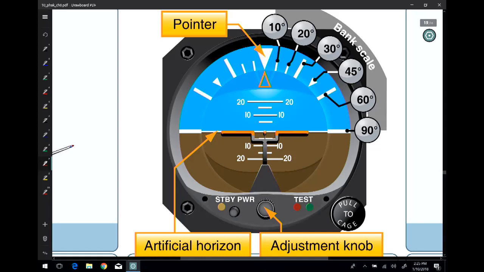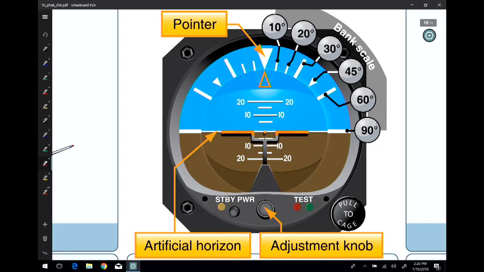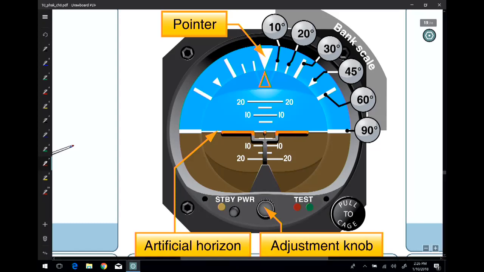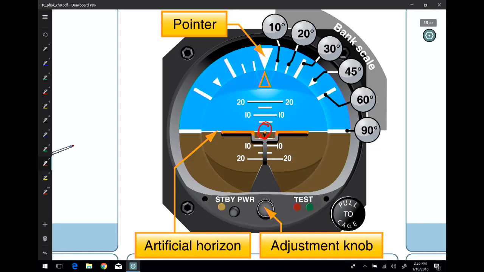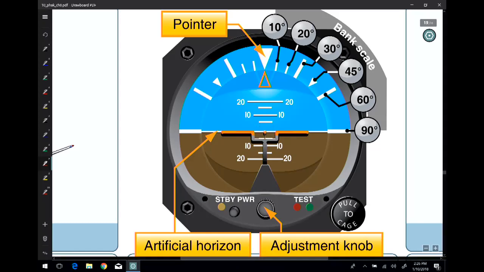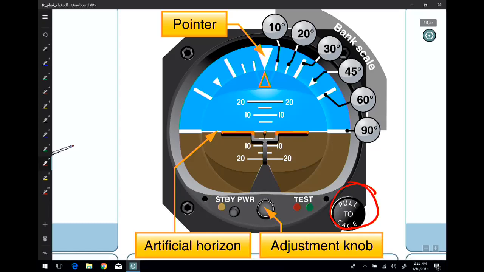So what we see here is that we have the little miniature airplane. That's this guy right there. That is an example of your miniature airplane. This little ball right here indicates that you are on that artificial horizon line separating sky from ground, and that's where you want to be. Down here, you have a knob that you can pull that will actually cage this spinning gyro. I'll talk to you more about that in just a second.